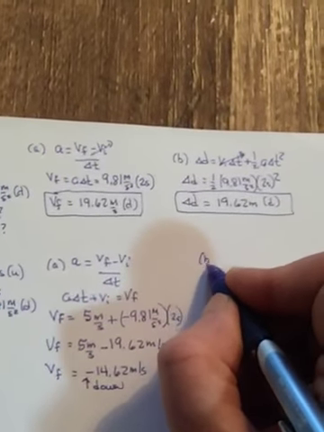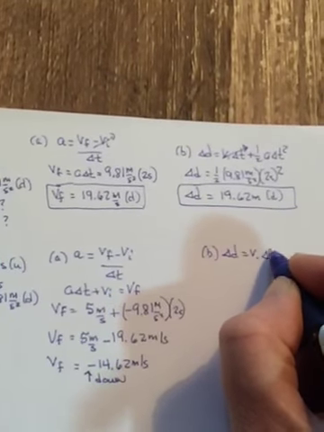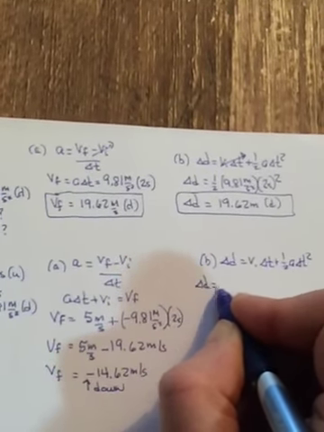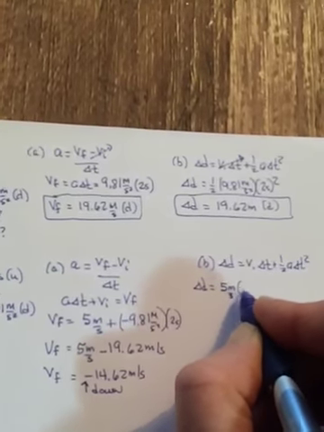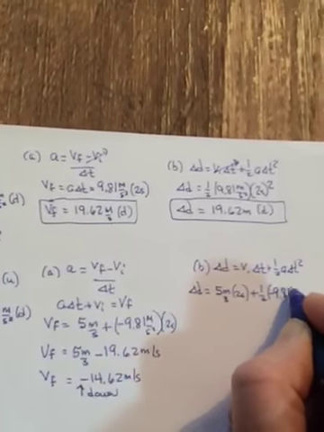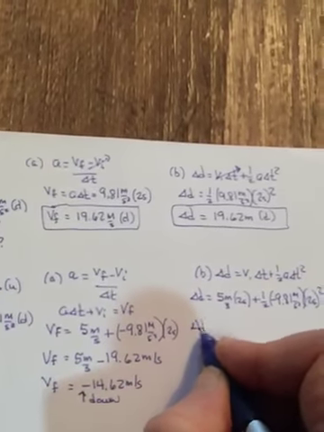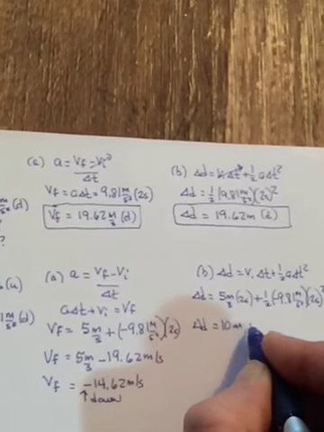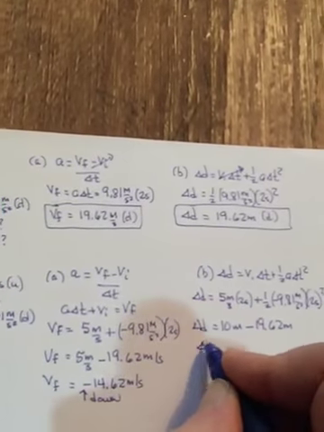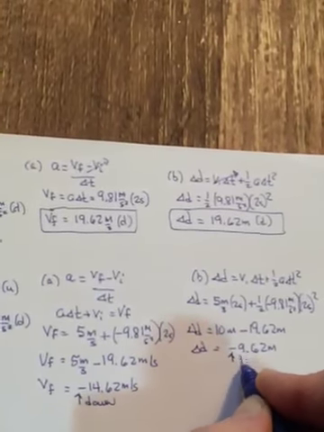For part B, it wants to know how far the ball has fallen. So again, delta D is equal to VI delta T plus 1/2 A delta T squared. Delta D is equal to, this time, 5 meters per second times 2 seconds, plus 1/2 times negative 9.81 meters per second squared times 2 seconds squared. So delta D is equal to 10 meters minus 19.62 meters. So delta D is equal to negative 9.62 meters, where again, this means down.